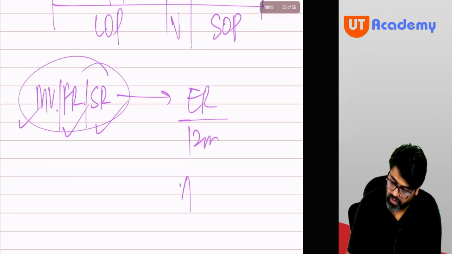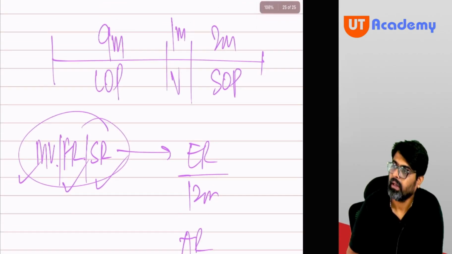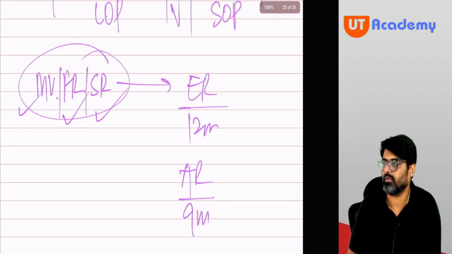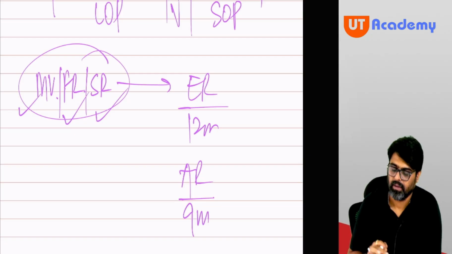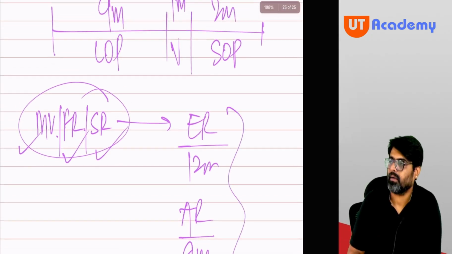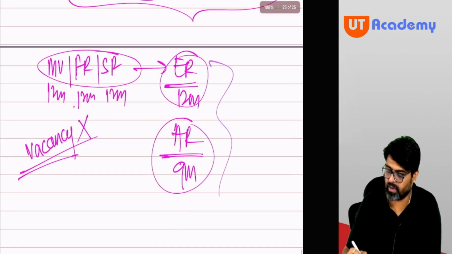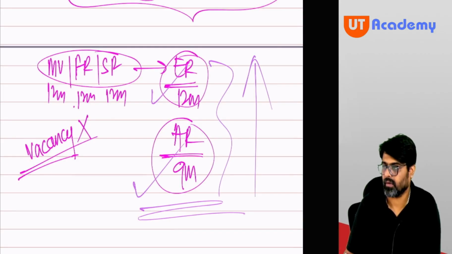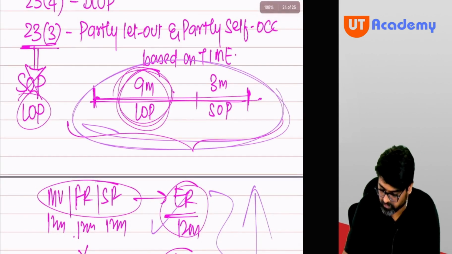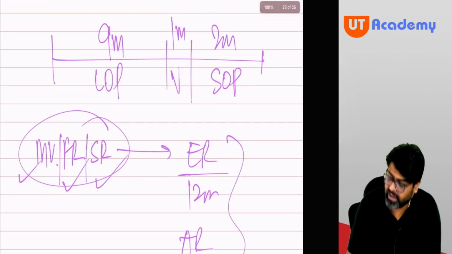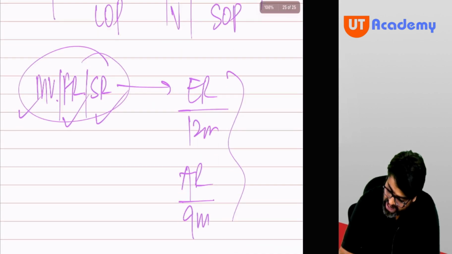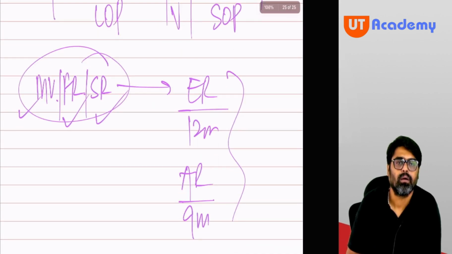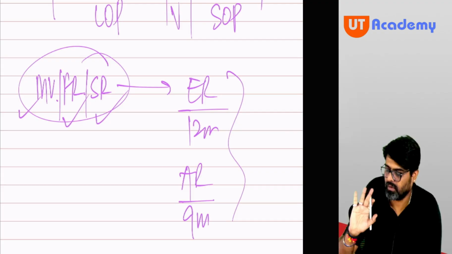Now tell me, actual rent for how many months? 9 months. Now please tell me one thing. Can you directly compare as you did last time? Last time you directly compared expected rent or actual rent. Whichever is higher will become the GAV. Why did you do that? Because there was no vacancy. Getting my point? But is there any vacancy this time? So if there is vacancy, can you directly compare? What will you say? No.